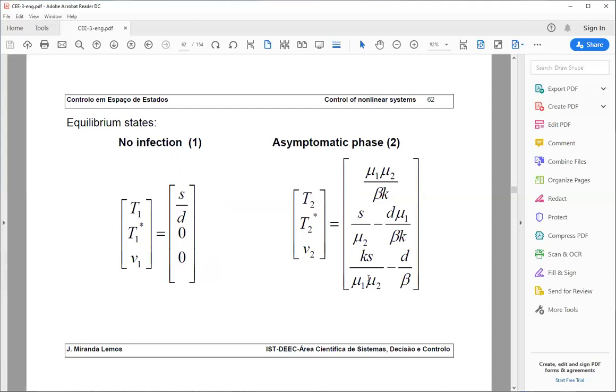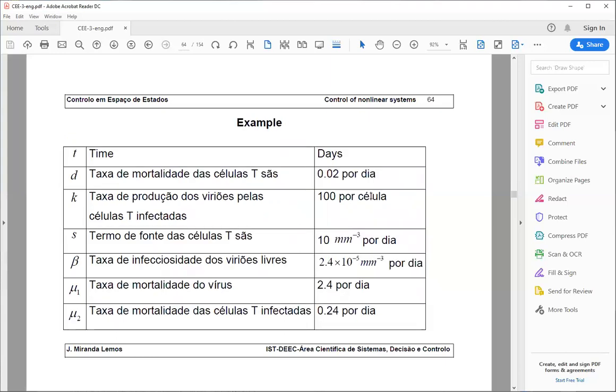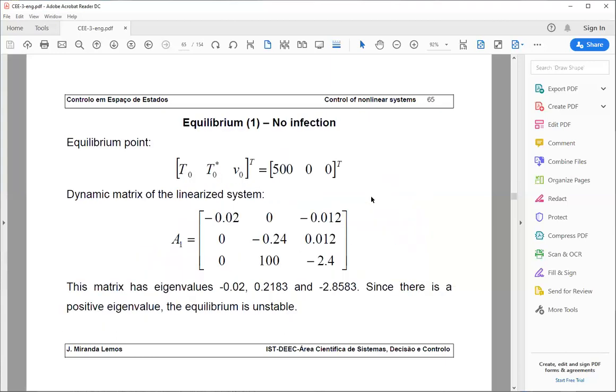Then we have the infected person in equilibrium, and in this case, all the 3 variables go to a non-zero equilibrium. Now, what about the stability of these equilibrium points? So let's start by computing the Jacobian matrix of the equations, which is the result here. You are invited to do the computations on your own, and you can use, for instance, these parameters.